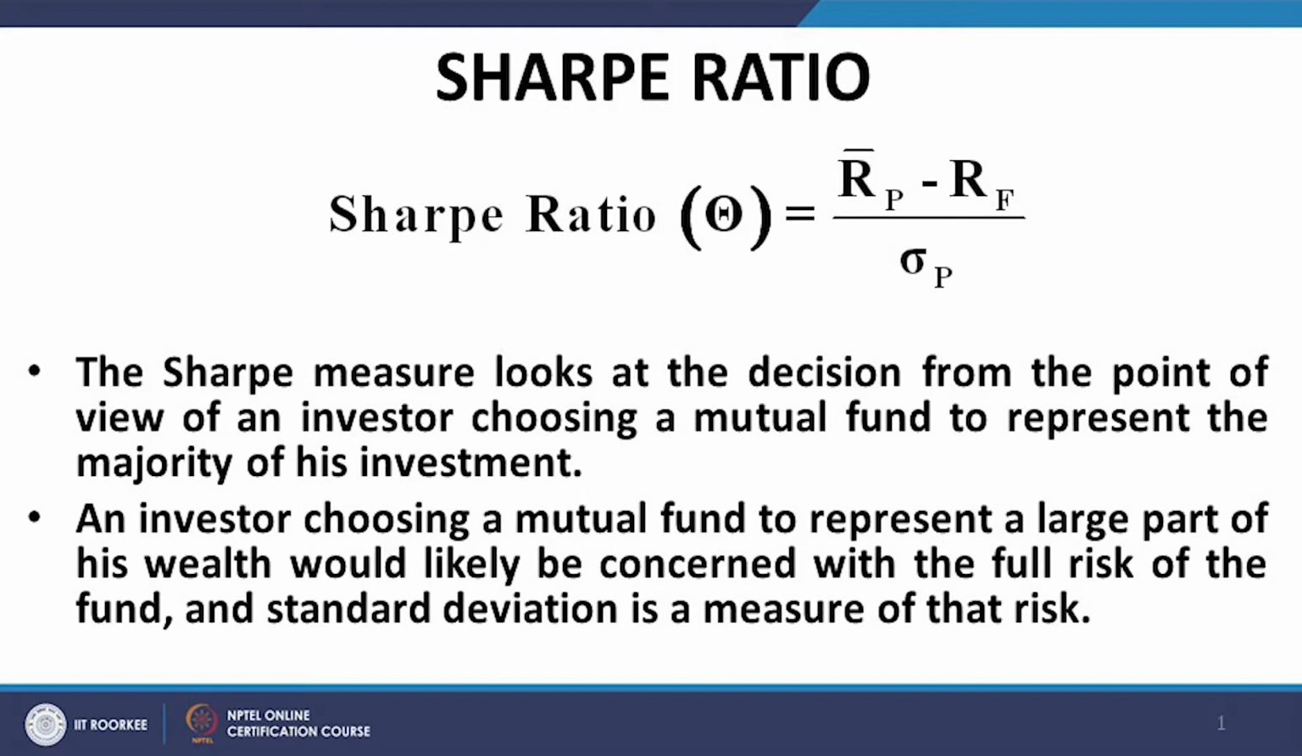The Sharpe ratio, as we have discussed in several contexts, is simply the excess return on the portfolio or the set of securities per unit of the standard deviation. That is, it is given by the excess return R p minus R f upon sigma p. This is the Sharpe ratio.